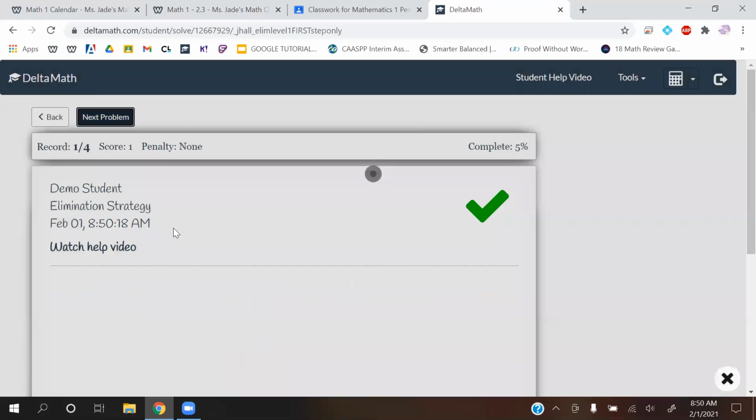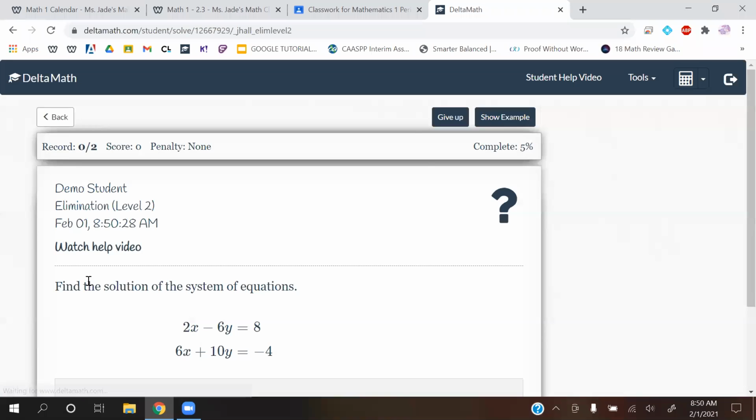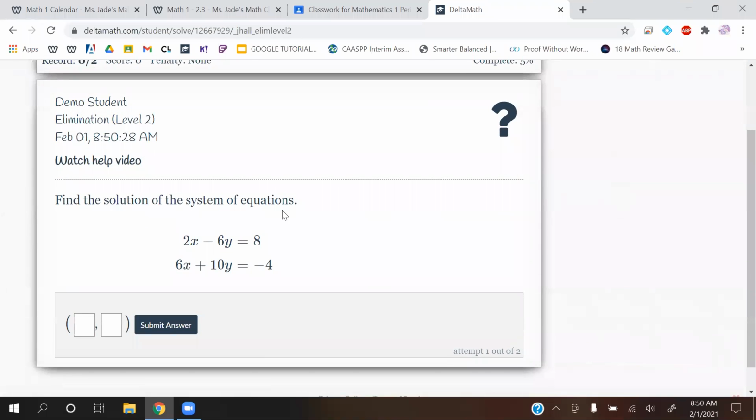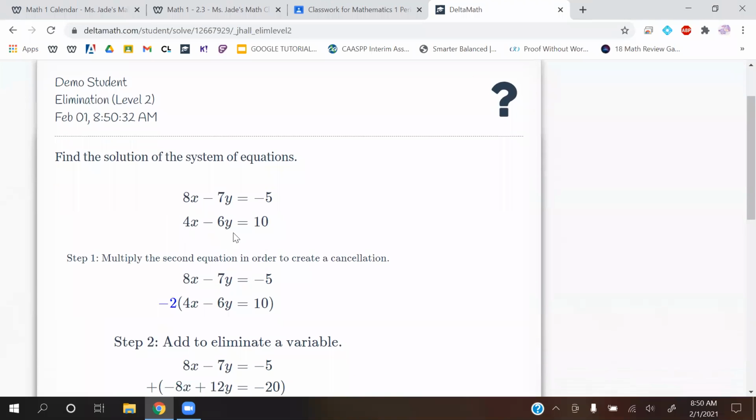Why not? Okay, and how much more time do I have? 5 minutes. Okay, cool. Let me show you elimination level 2. Find the solution of the system of equations. Let's look at an example. For this one, remember, when you eliminate, you can multiply one of the equations by a number. If you have 8x here and a 4x here, 8 is double 4, so I can make the 4x into a negative 8x by multiplying the entire equation by negative 2.